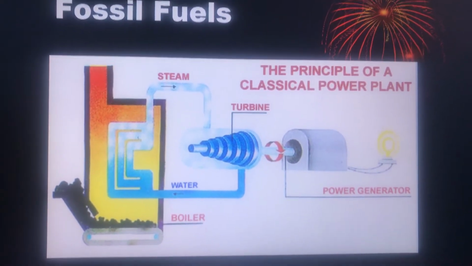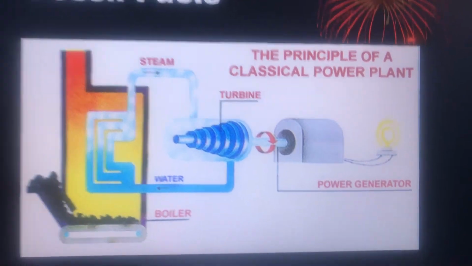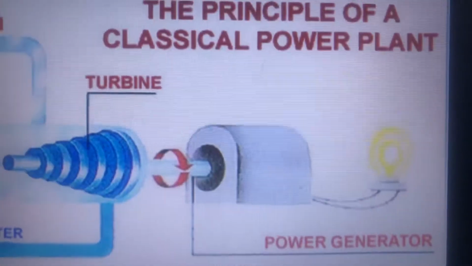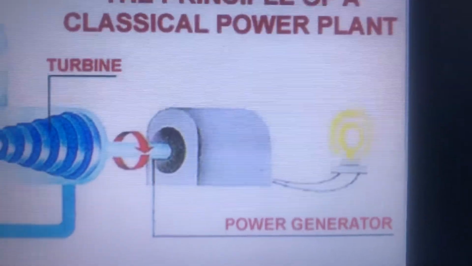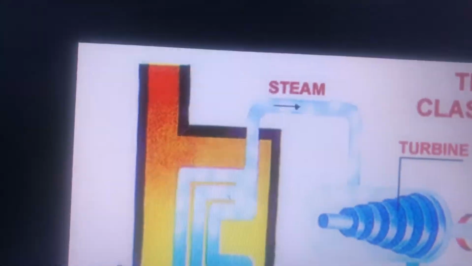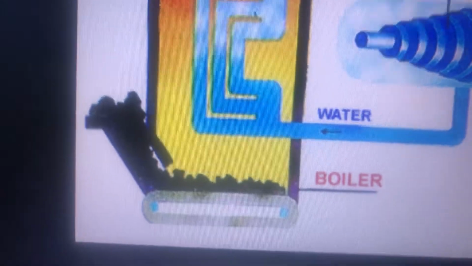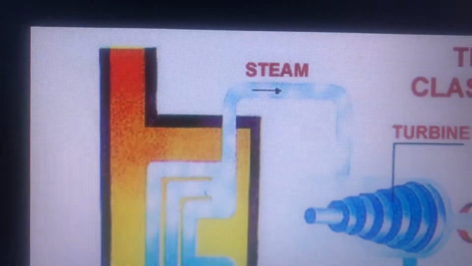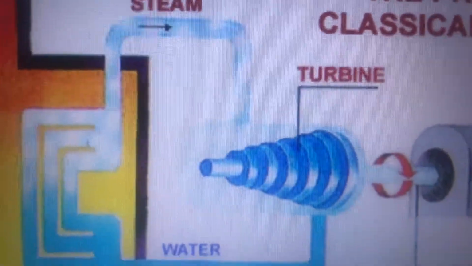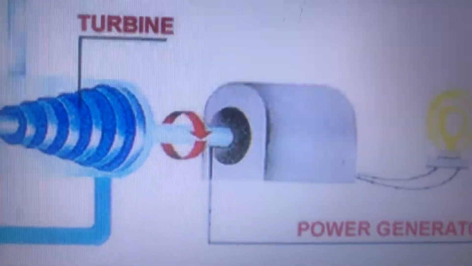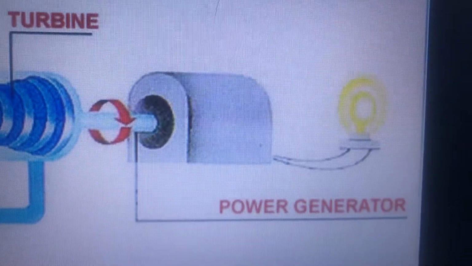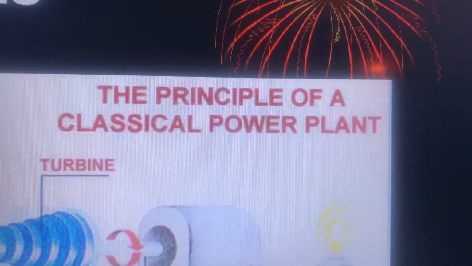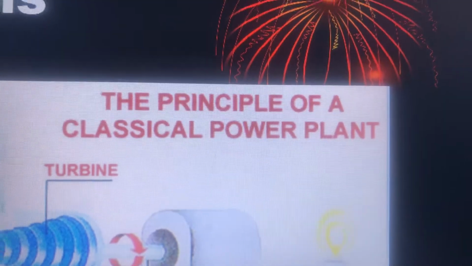Here are the principles of a classical power plant. For power generation, there's the turbine, which creates electricity, and going into it there's coal that's burned, and it creates steam. That steam then turns a turbine, which turns a rotor, and it creates electricity. There's your power generator, and that's the principle of a classical power plant.